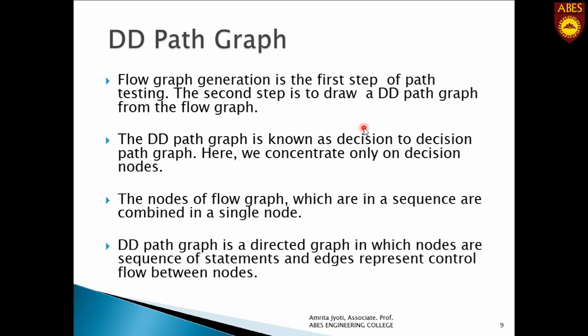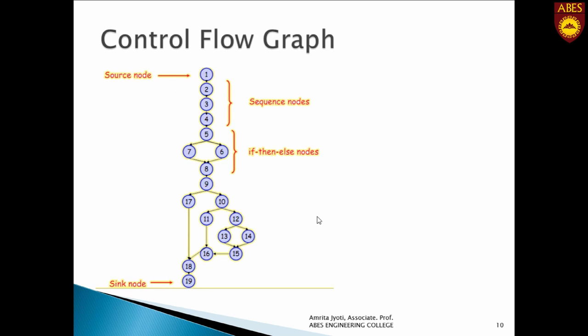DD path graph. We can create the DD path graph from this control flow graph. Actually, in the control flow graph, we can combine a sequence of statements into a single node. That means the difference between the control flow graph and the DD path graph is that in the control flow graph, a single node represents a single statement, but in a DD path graph, a single node represents a number of statements. This is the control flow graph of the same problem, that means the triangle problem.